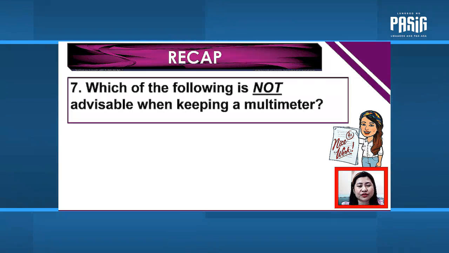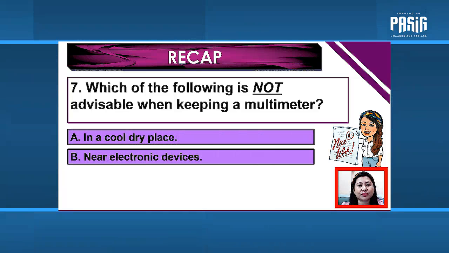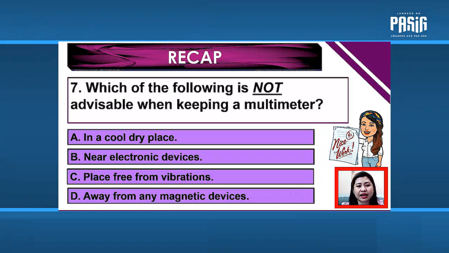7. Which of the following is not advisable when keeping a multimeter? A. In a cold dry place. B. Near electronic devices. C. Place free from vibrations. Or D. Away from any magnetic devices.